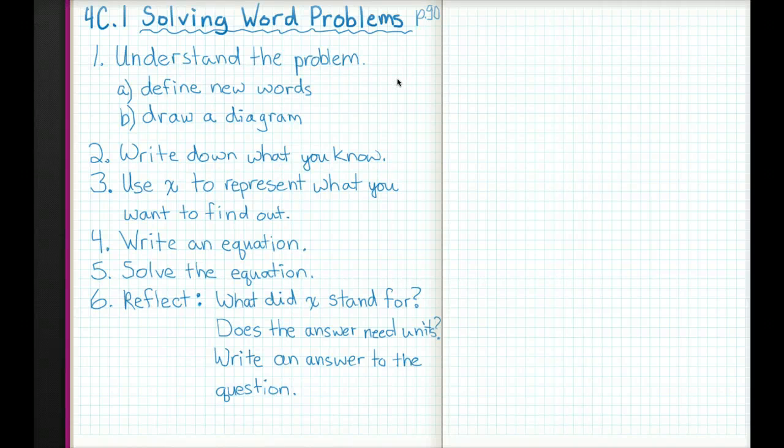This video is to help you solve word problems like the ones in section 4C, especially this first part for 4C.1. Since we've just practiced Pythagoras' theorem, you can assume that you will be able to use Pythagoras' theorem to solve each of these word problems.